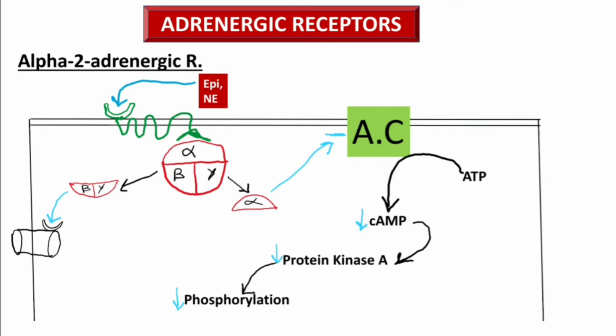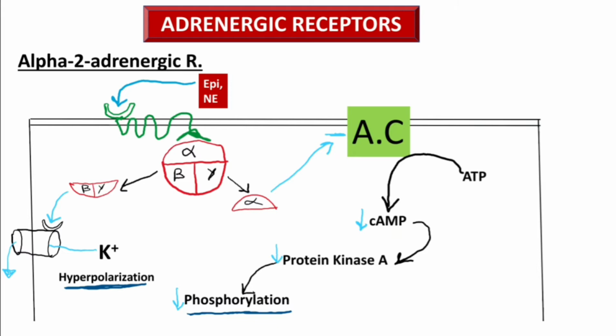So if it opens this channel, potassium will leave the cell, right? Making the inside of the cell more negative is called hyperpolarization, right? So in conclusion, in this alpha 2 adrenergic receptor pathway, you just need to know the phosphorylation activity will be decreased and the cell will be hyperpolarized, right? So I just told you the two mechanisms, alpha 1 and alpha 2.